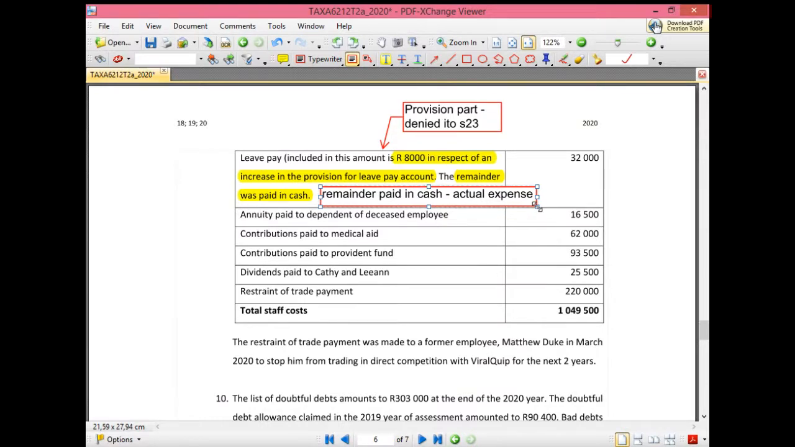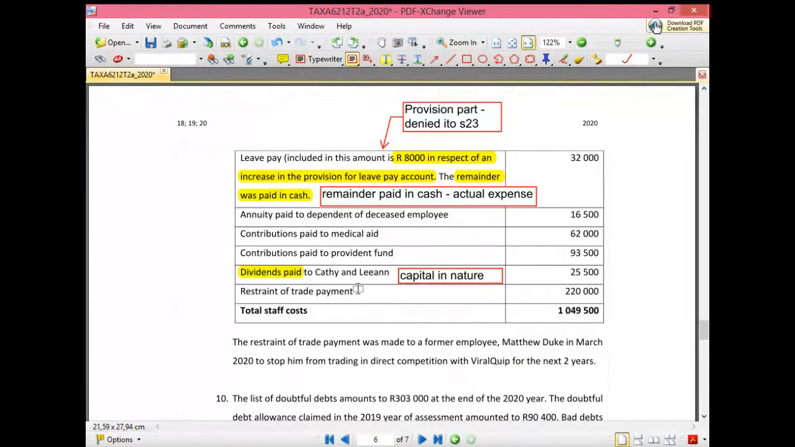Then we've got annuities paid, which can be deducted. We know any contribution the company pays to medical aid, to provident fund, pension fund can be deducted. Then we talk about dividends paid. Now, dividends paid is capital in nature. We do not actually get a deduction for it. So you do not get the deduction, and it will then also be taxed in their individual hands.